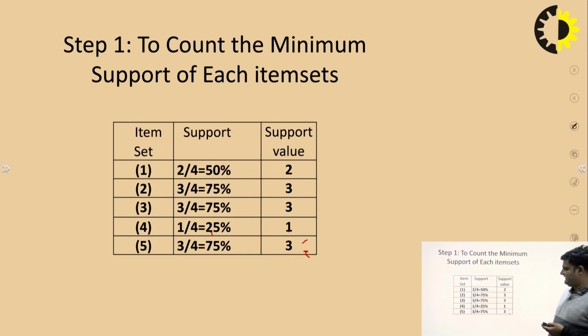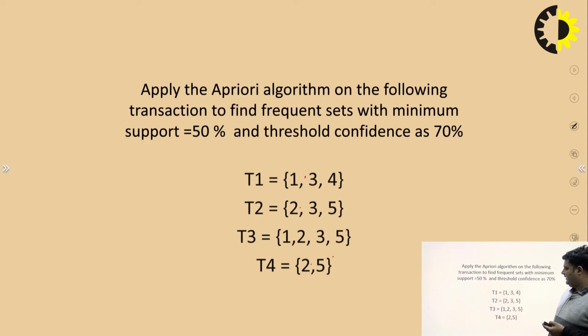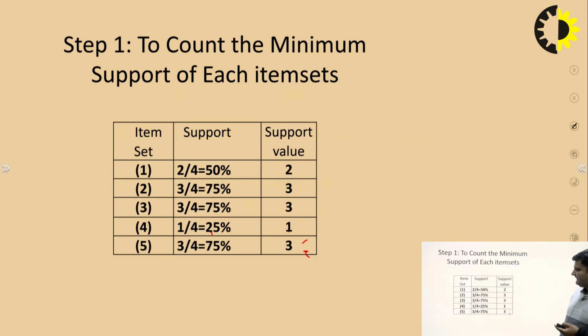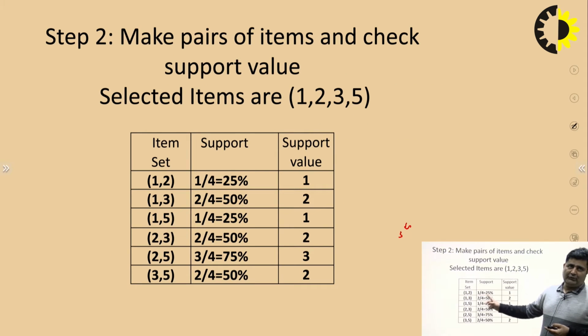As we see in this, there is only one value. Out of these 4 transactions, the item pair 1 and 2 is purchased only in transaction number 3. So the support value is 1 by 4, 25%.